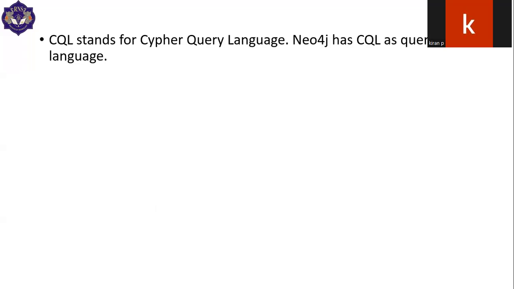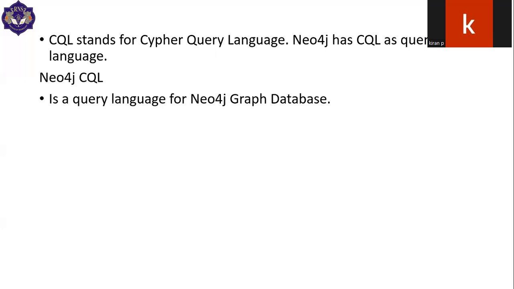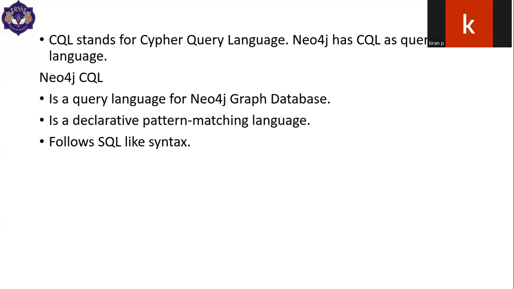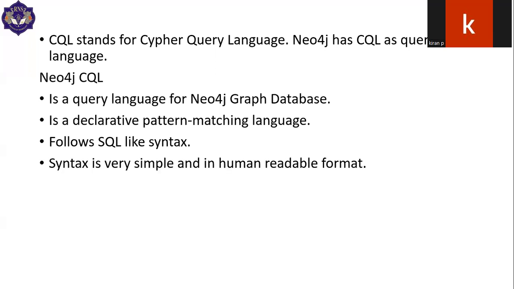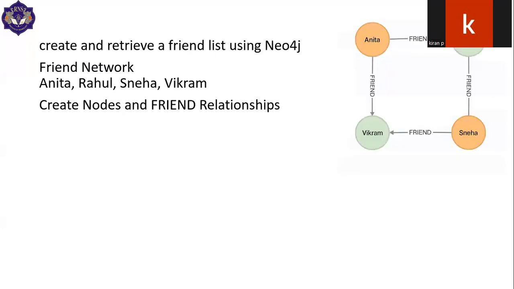So we'll quickly go through some basic representation of Cypher query language and how exactly the graph database is implemented. As I mentioned, it's a query language which implements graph databases. It's a declarative pattern matching language. It's something similar to your SQL syntax, but it's not exactly equivalent. It's very simple and you can read it also. It's a human readable format.